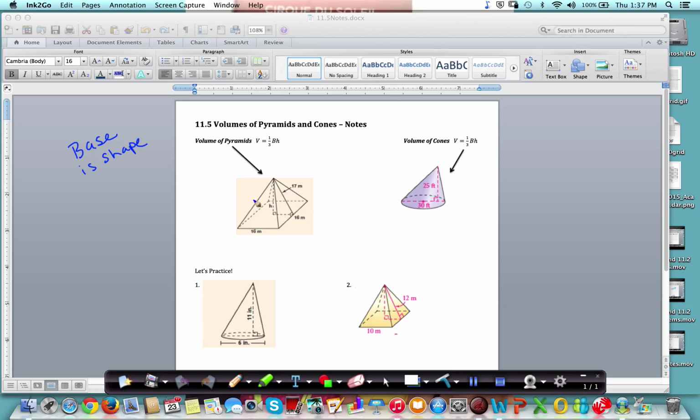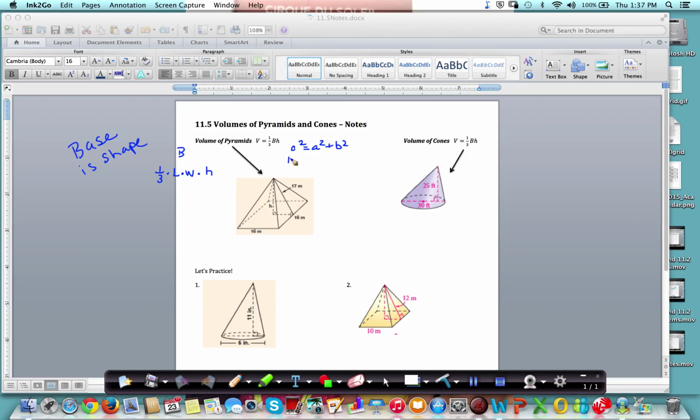So if we look at this example, we have 1/3 times the base. The base in this one is length times width, and then times the height of the figure, okay? Length times width times height. You can see based on this triangle, we don't know the height. So we actually have to use Pythagorean theorem. C squared equals A squared plus B squared to find the height.